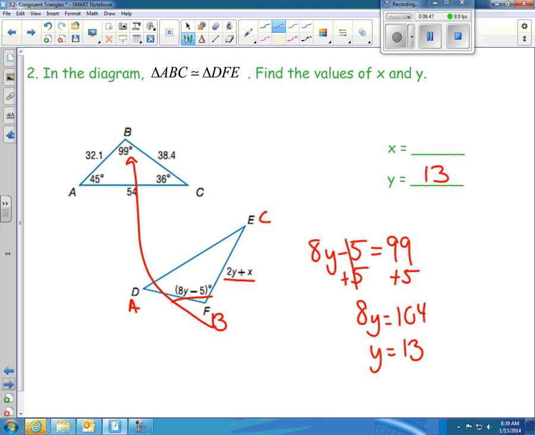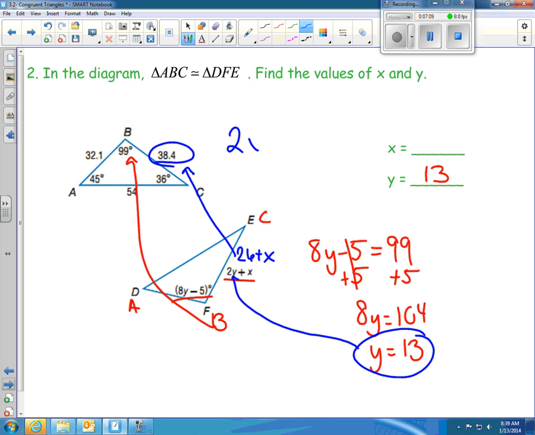All right, so now we know what y is. We're going to take that y and plug it in there. So this is 2 times 13, 26, plus x. So let's find what 26 plus x matches to. Well, it's the sides BC and EF. So BC is going to match up here. So I'm going to set those two equal. 26 plus x equals 38.4. Minus 26 from both sides, and we get x equals 12.4.